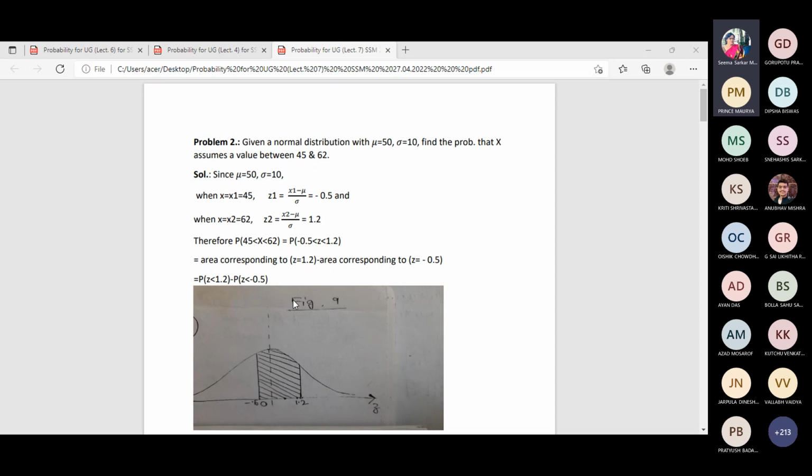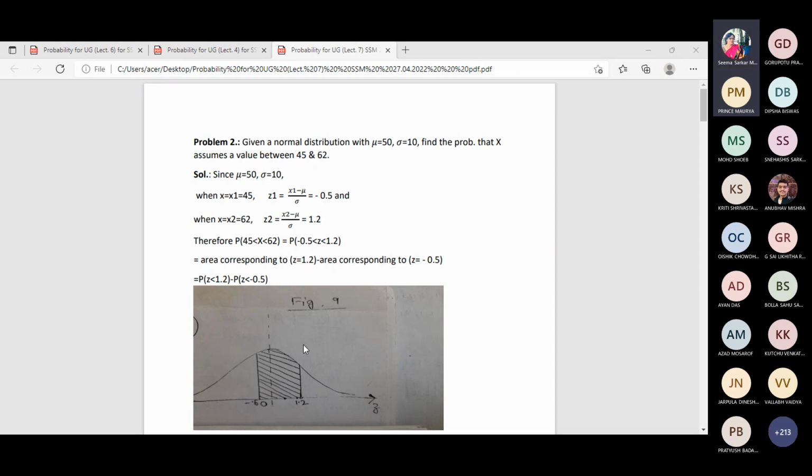Their difference will give you the required area, which lies in between Z is equal to minus 0.5 to plus 1.2. The shaded region is the required probability. So this is how we are finding the probability, and this result will be the result corresponding to your X variable.